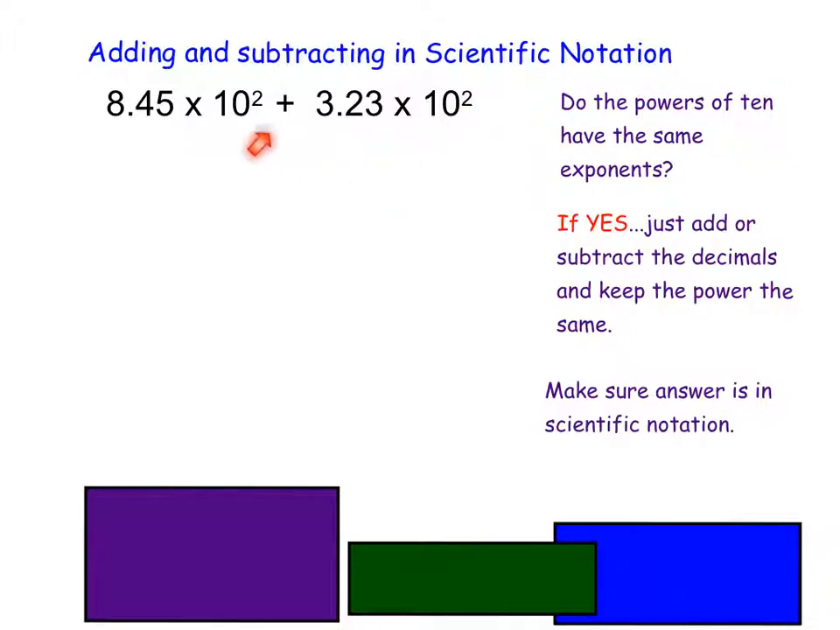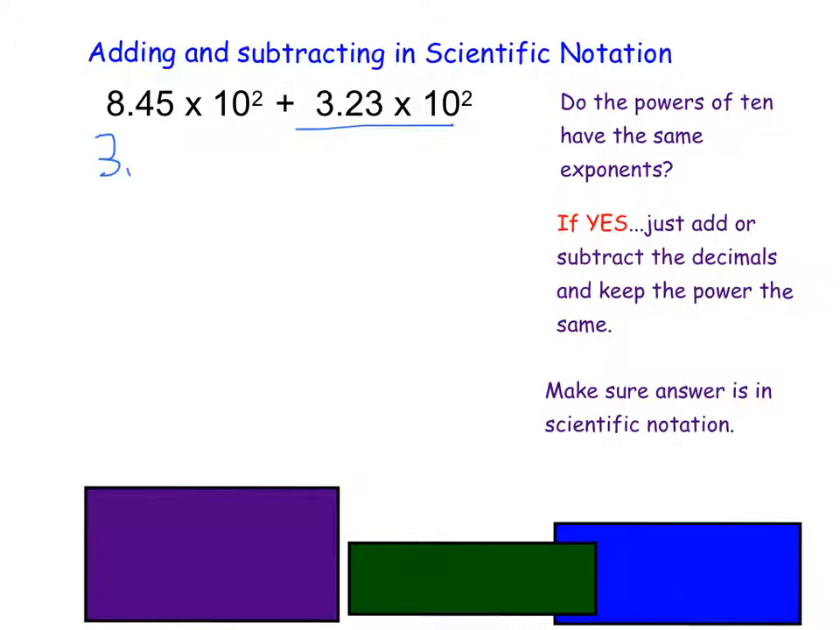So you're going to come over to the problem, and do they have the same exponents? 2 and 2. They do. That means these are alike. So we can just follow on the flow chart. If yes, just add or subtract the decimals and keep the powers the same. So you're just going to add or subtract, and then the power of 10, you're just going to keep it the same. So what that looks like is, I'm going to just move this underneath.